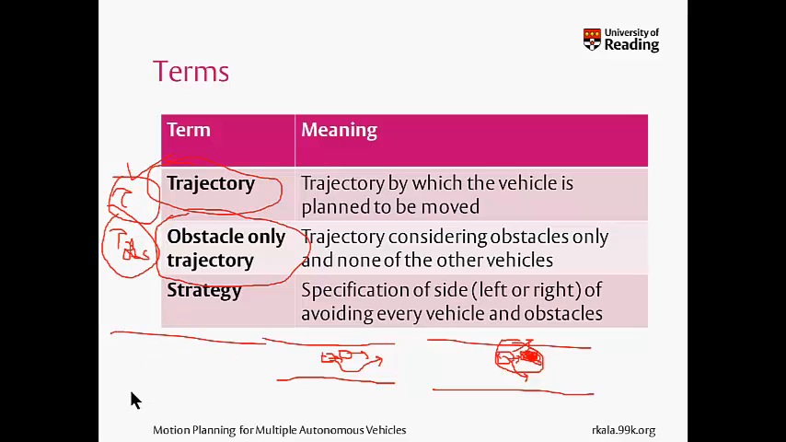So if I have a scenario like this, there are some vehicles out here and there are some static obstacles out here, I'll take two snapshots of this. This snapshot I will use for computing my normal trajectory, and I'll simply rub out the moving vehicles. I'll get a simplified scenario that I'll be using for computing the obstacle only trajectory.